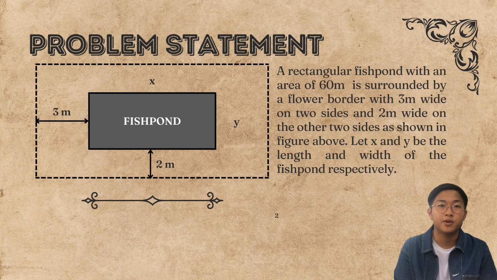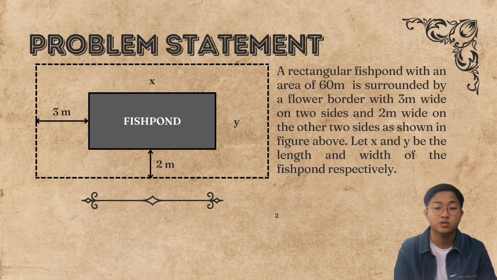Next, we go to the problem statement. A rectangular fish pond with an area of 60 meters square is surrounded by a flower border 3 meters wide on 2 sides and 2 meters wide on the other 2 sides, as shown in the figure above. Let x and y be the length and the width of the fish pond respectively.